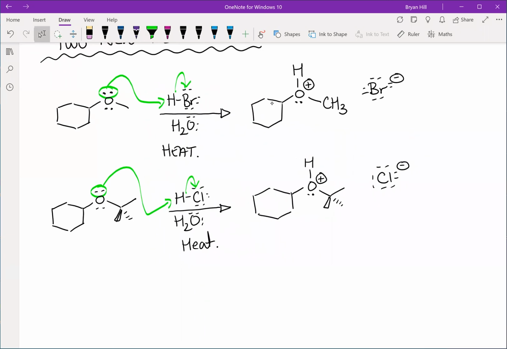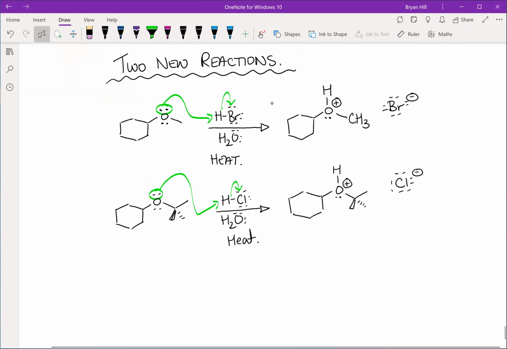Okay, now we've got these two intermediates. The protonated ether, is that an electrophile or a nucleophile? Right, it's an electrophile. It's carrying a positive charge. And if you look at the bromide or the chloride, these are both Lewis bases because they've got some lone pairs they can donate.